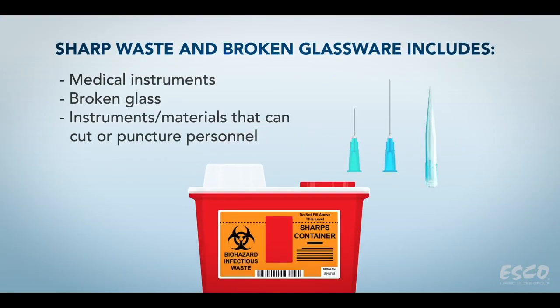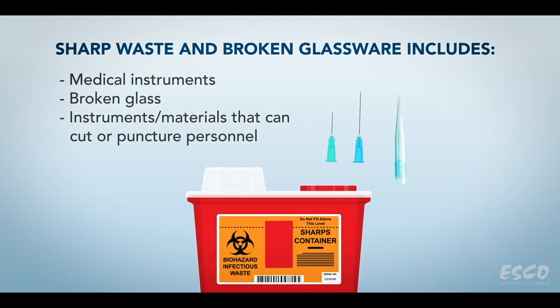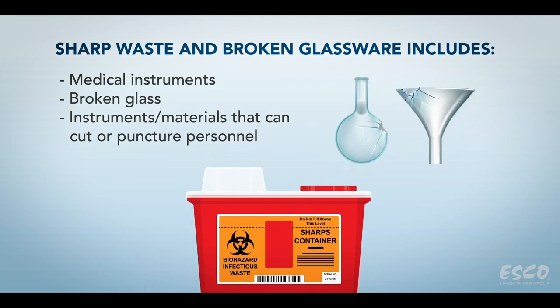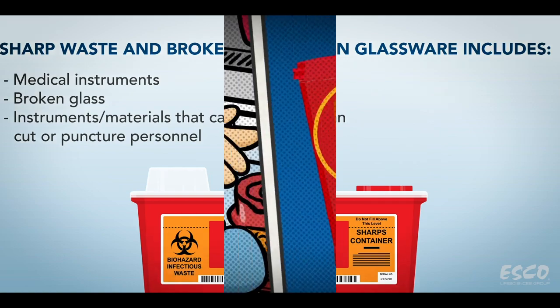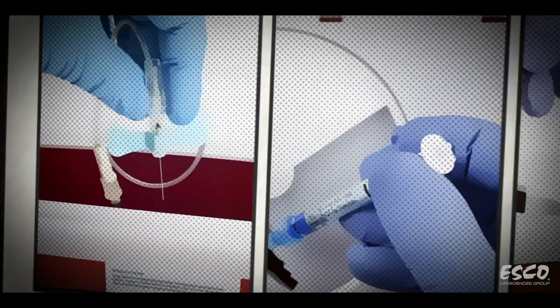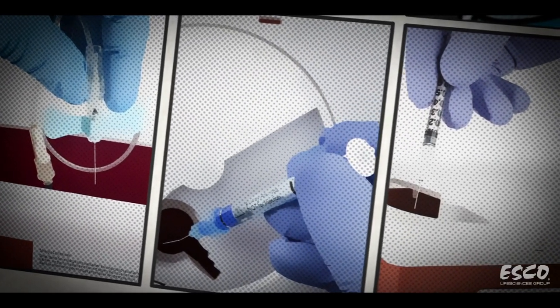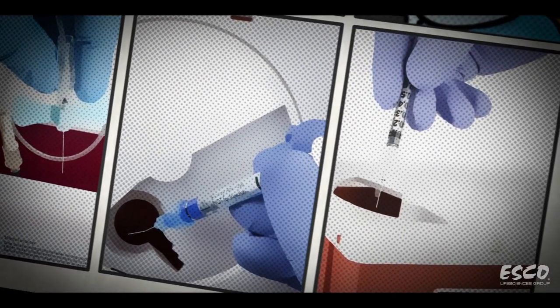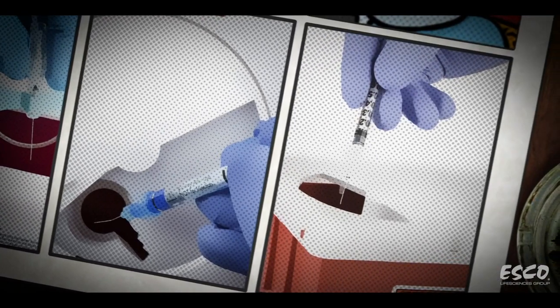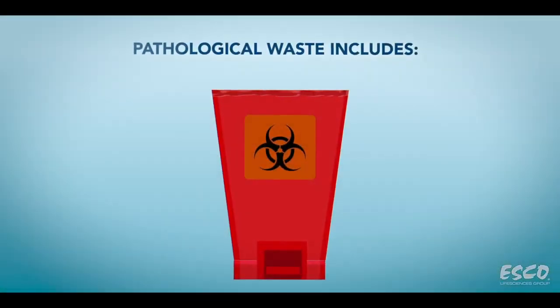Sharp waste and broken glassware includes medical instruments, broken glass, instruments or materials that can cut or puncture personnel. Biohazardous sharps waste must be disposed in a puncture-resistant container with restricted opening, disallowing retrieval of sharps and a lid that can be securely closed once full.